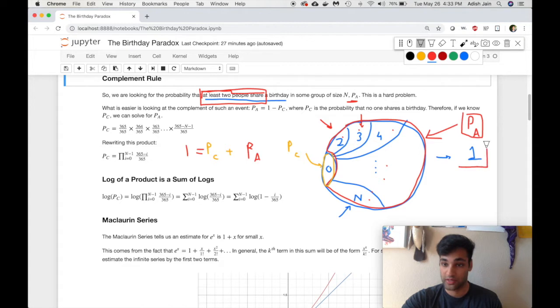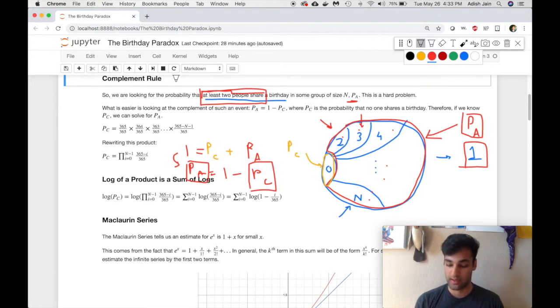And that just comes from the fact that the sum of all the probabilities in our probability space must be 1. And from this, we can very easily solve that P of A, therefore, is just equal to 1 minus P of C, right? So if we find the single probability, the probability that no people share a birthday, we can actually find P of A, the probability that we're looking for, the probability that at least 2 people share a birthday, okay?